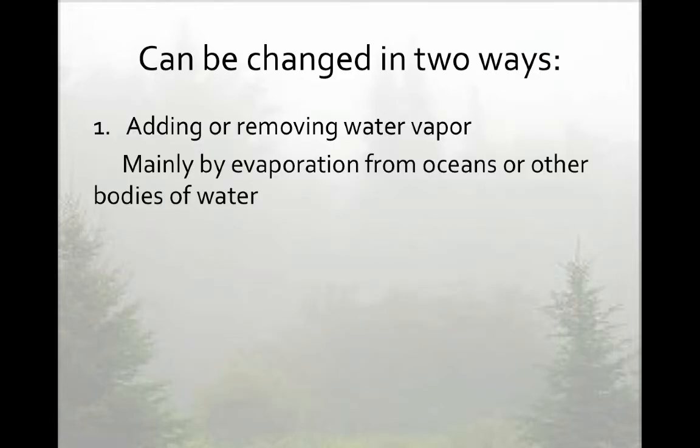Relative humidity can be changed in two ways. First, we can add or remove water vapor, mainly by evaporation from oceans or other bodies of water. I don't know if any of you have a humidifier in your house, but this is a way to regulate relative humidity within your household. Especially people with allergies and things require that there is more humidity in the air for them to breathe correctly. So they add a humidifier, which basically just evaporates water into the air, so we have a higher relative humidity in our air.